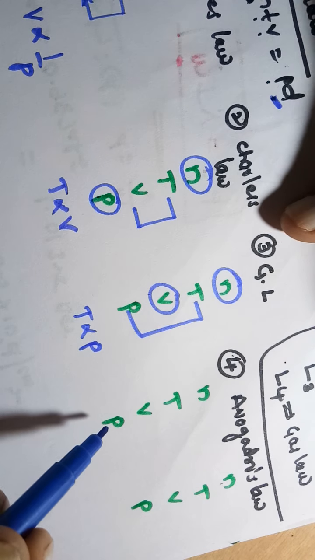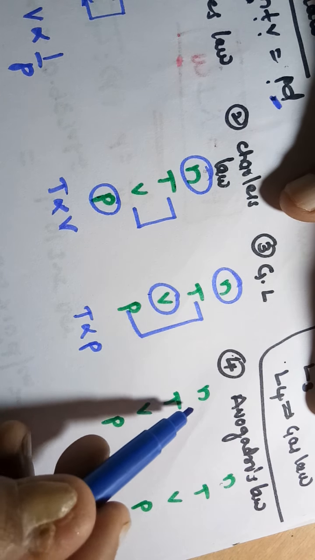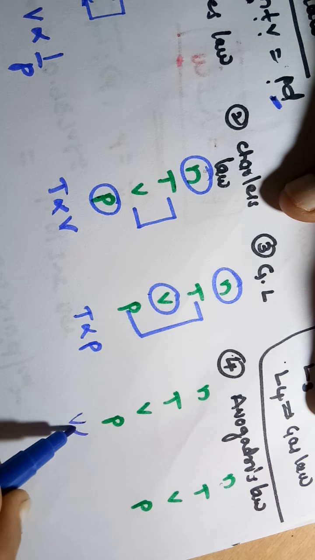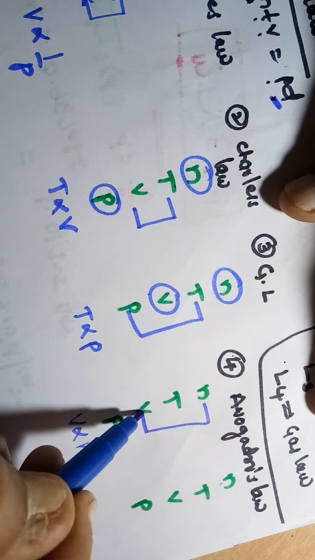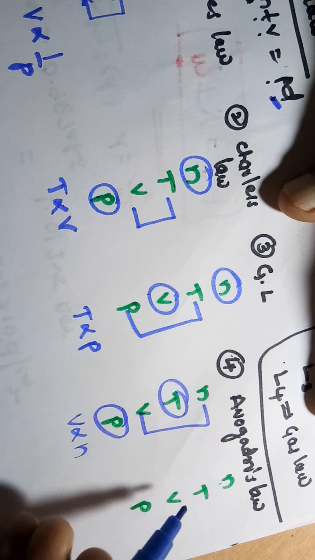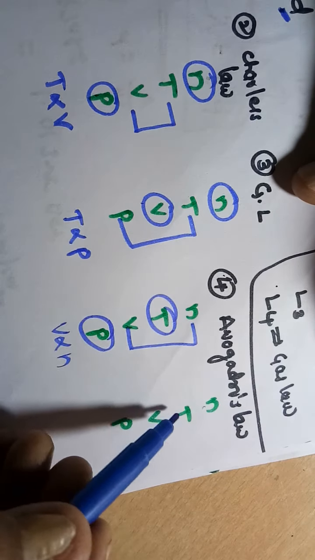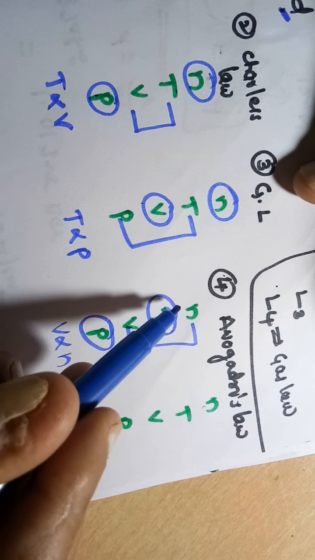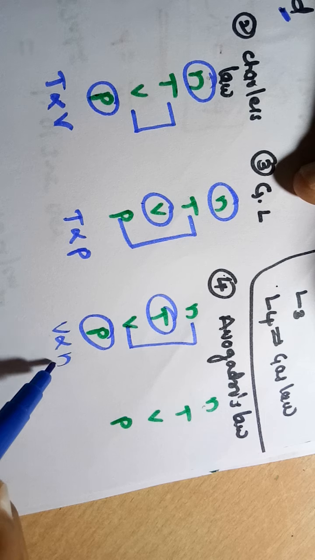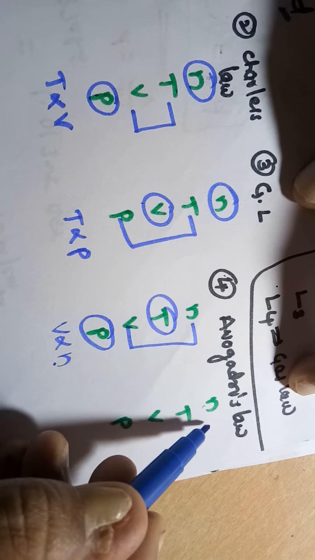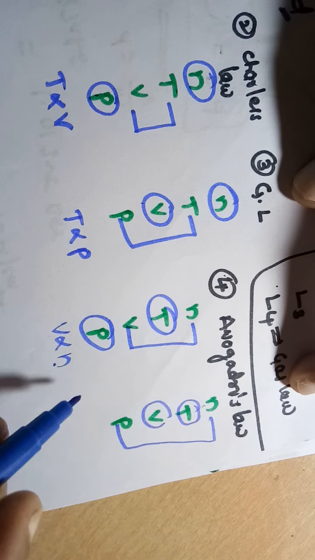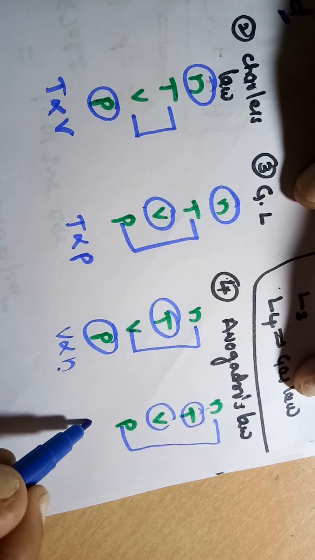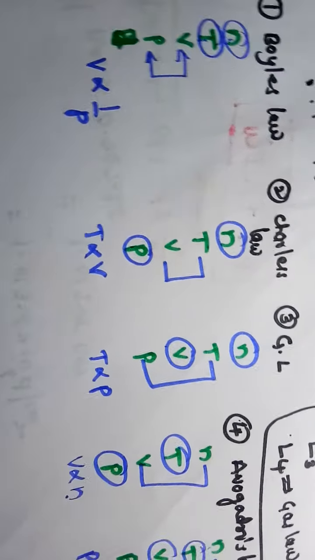Next one, Avogadro's law. In this Avogadro's law, we have two different statements. First statement is V is proportional to N, and second statement is P is proportional to N. That means it gives the relation among these two properties. The remaining two are constants. So these are the different gas laws.